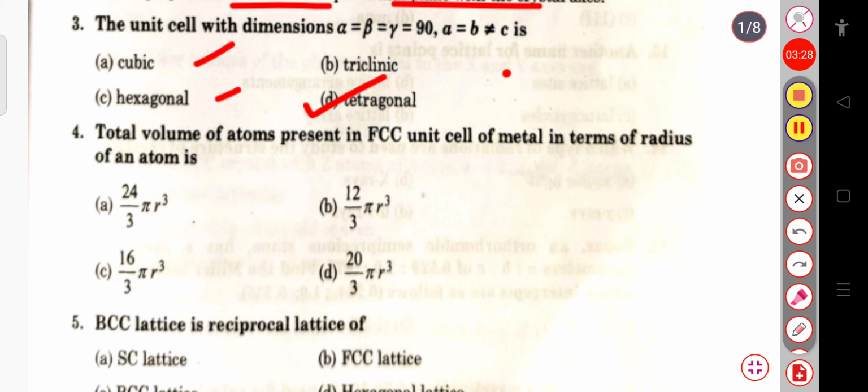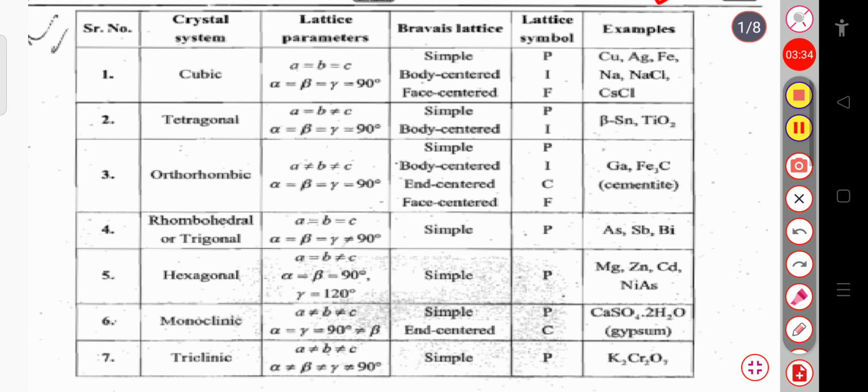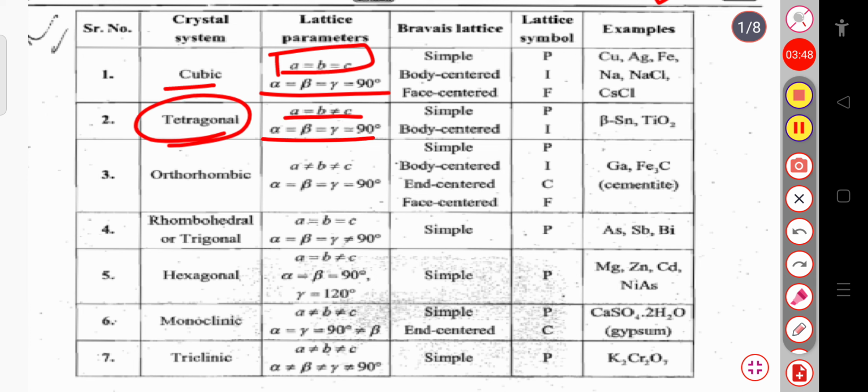So when alpha, beta, gamma is 90 degree and a equal to b not equal to c, this is your tetragonal lattice. In this part you can see, for the cubic lattice the lattice parameters are a equal to b equal to c and alpha, beta, gamma is 90 degree. And for the tetragonal lattice, a equal to b not equal to c and all angles, alpha, beta, gamma, are 90 degree.